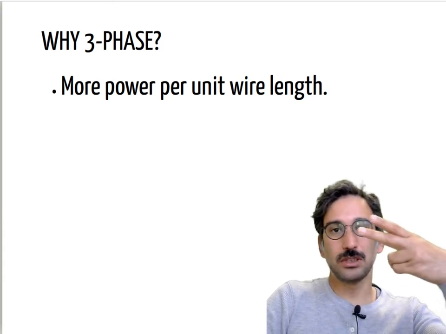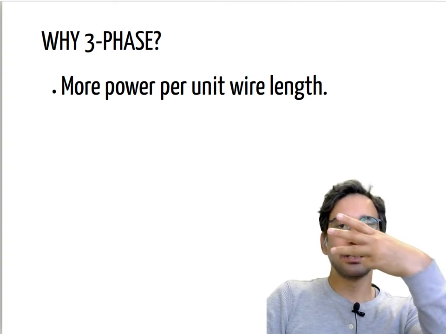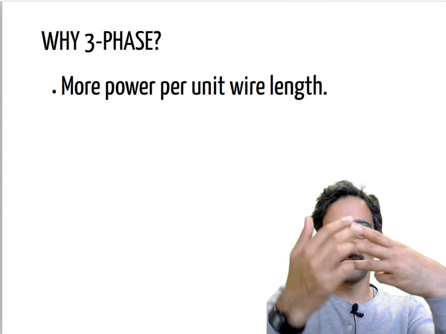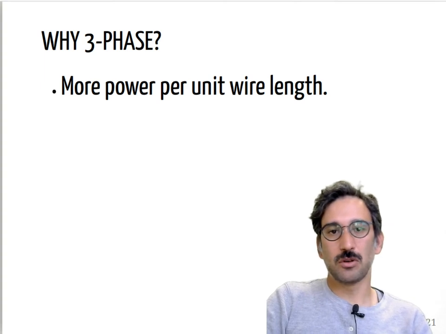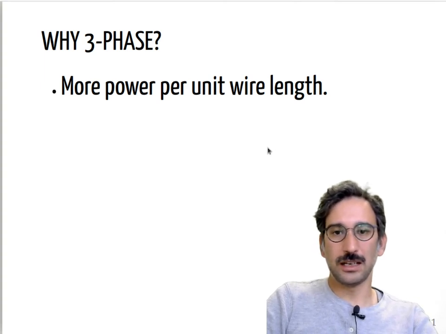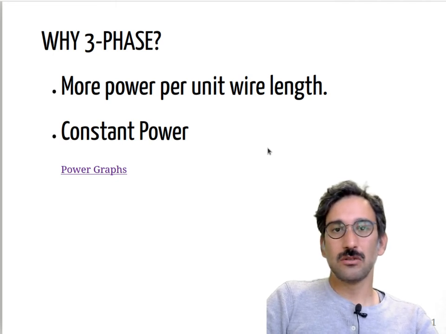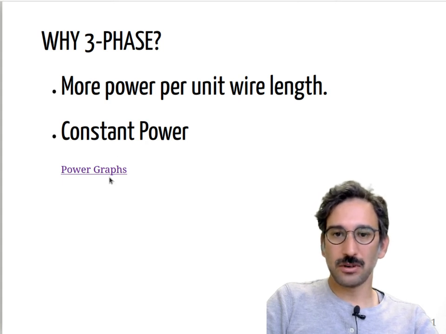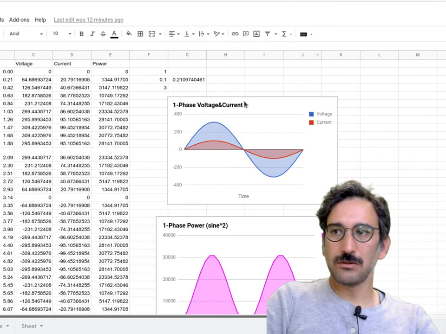So instead of using 2 wires, you can just increase the cable length by 50%, but you can transmit 3 times more power. So it actually gives you more power per unit wire length. And secondly, we didn't discuss it in that video, you can get some constant power output. What does it mean? For that, you can click that link yourself in the presentation. So that is what we have here.